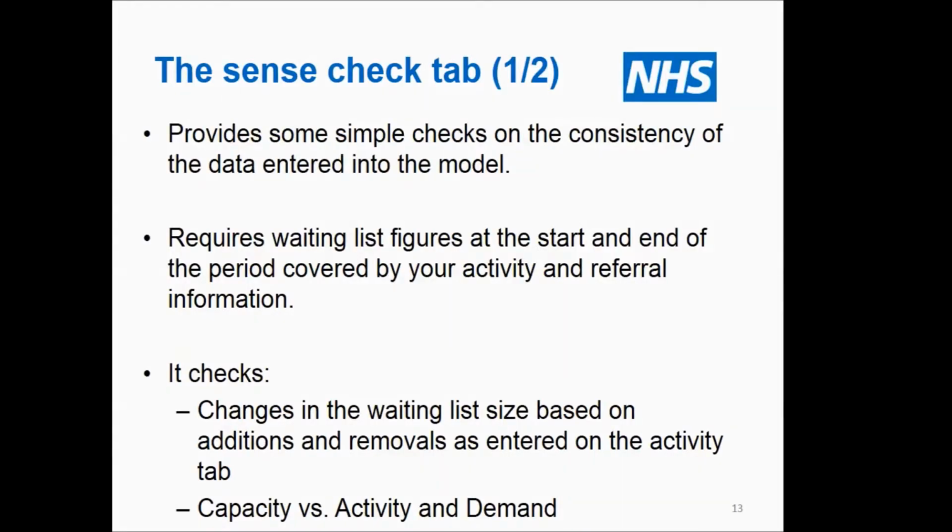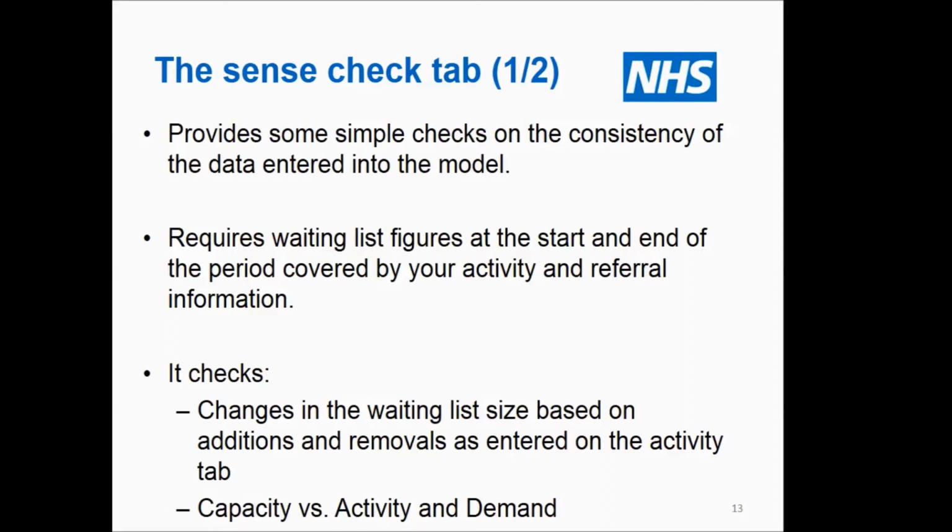So the Sense Check tab provides some simple checks on the internal consistency of the data entered into the model. It requires waiting list figures at the start and end of the period covered by your activity and referral information, and it checks changes in the waiting list size, capacity usage, and ROT. Reasons for differences are typically multifaceted, but do check that you are comparing like figures with like figures, so apples with apples, and that you are not double counting data items. Be aware that this page is a very basic sense check. It does not guarantee that your figures are correct.